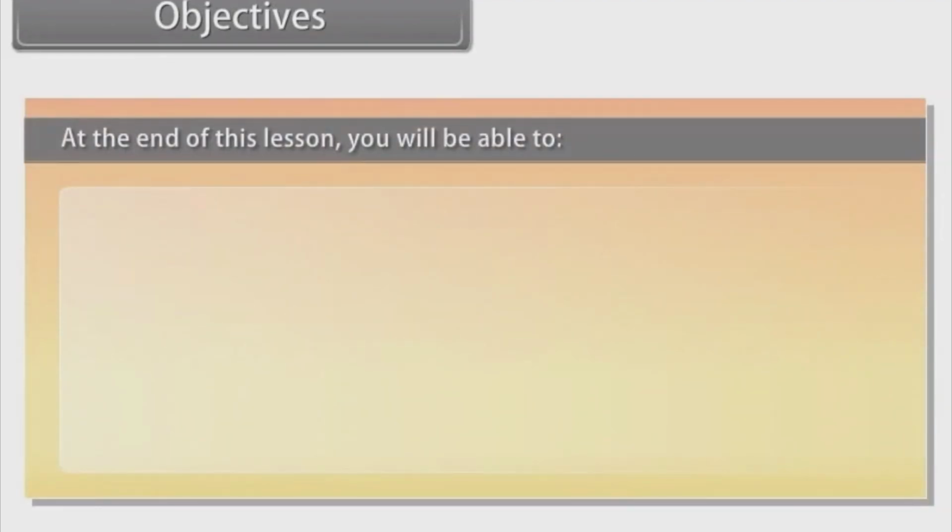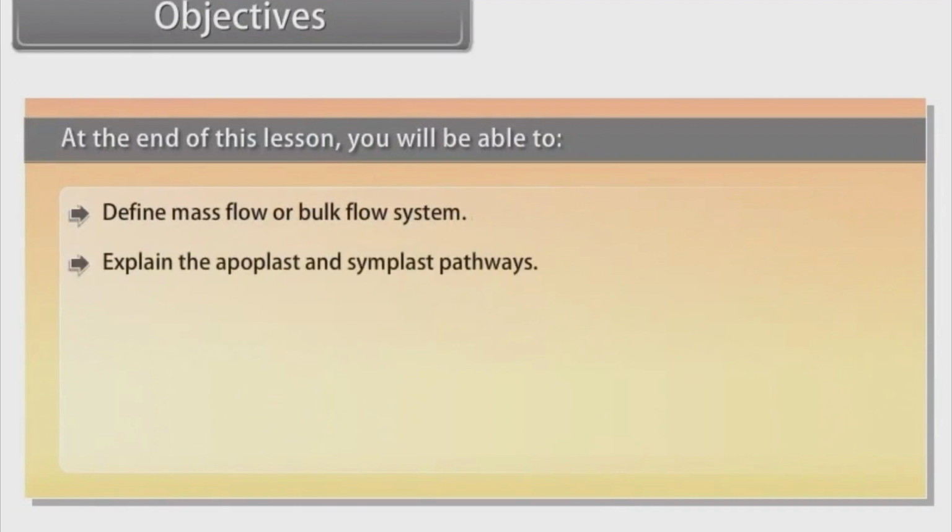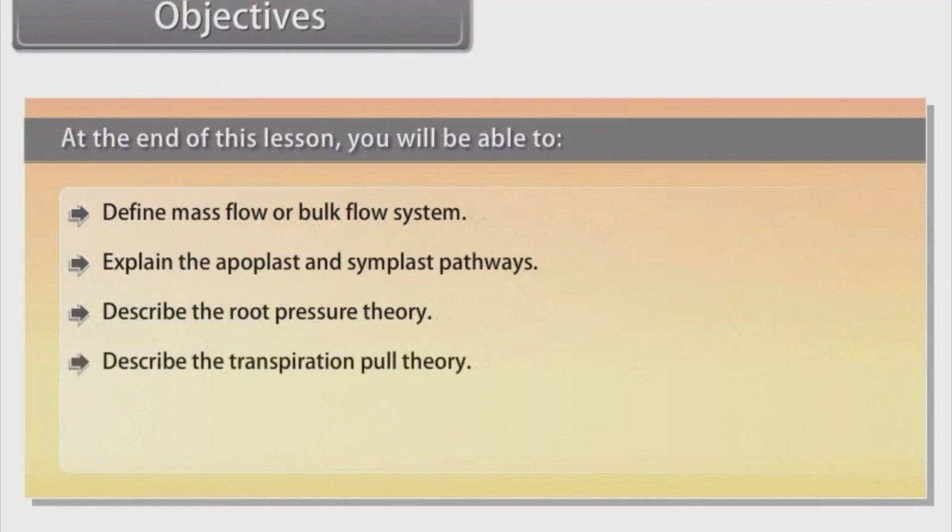Objectives. At the end of this lesson, you will be able to define mass flow or bulk flow system, explain the apoplast and symplast pathways, describe the root pressure theory, describe the transpiration pull theory, and explain the transpiration process.